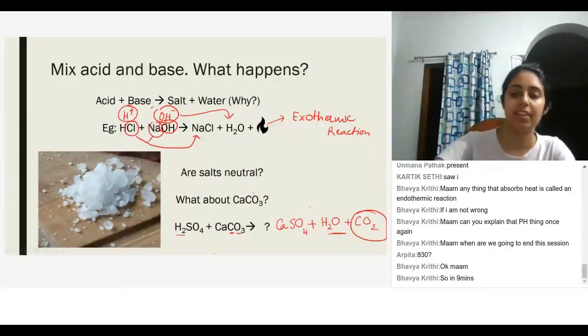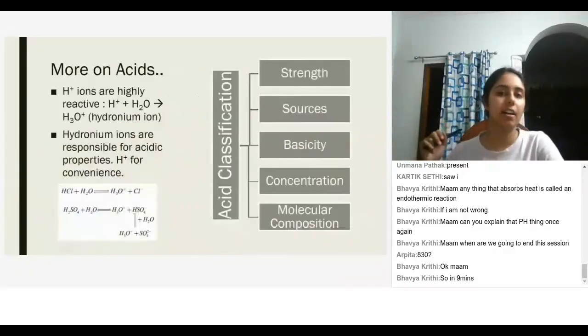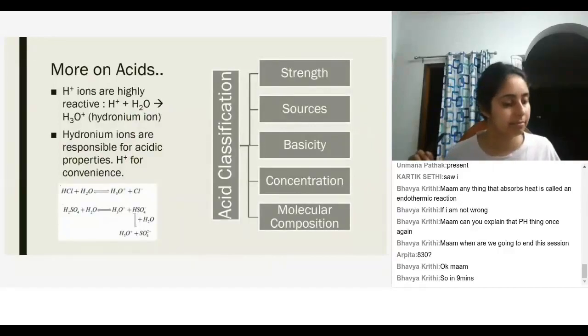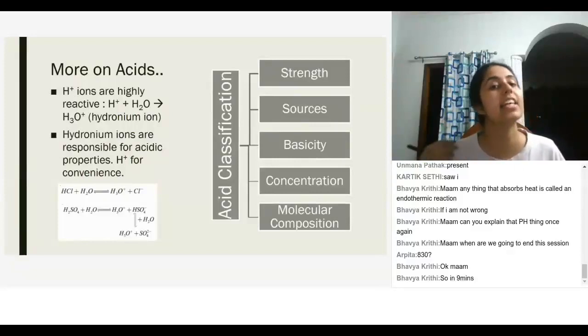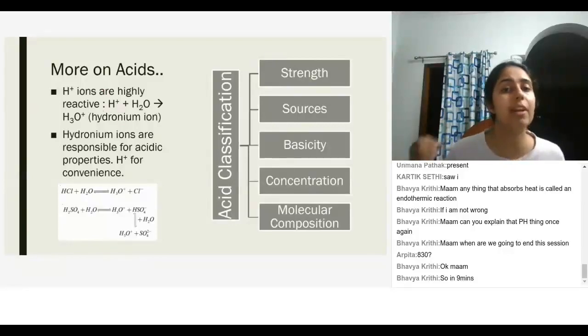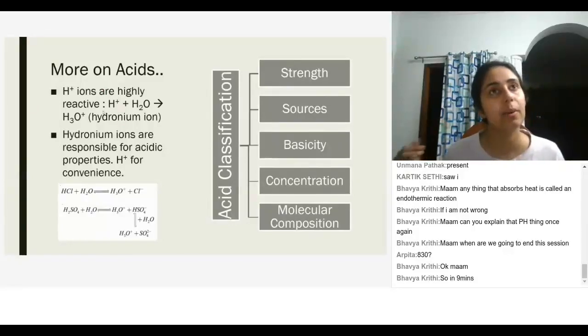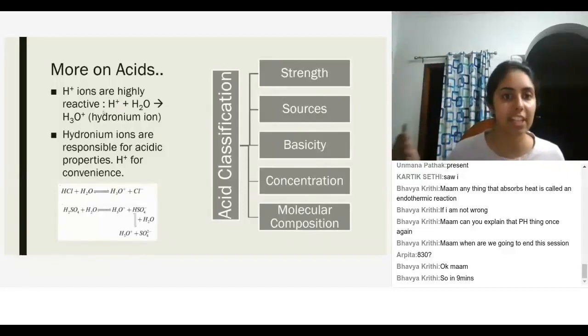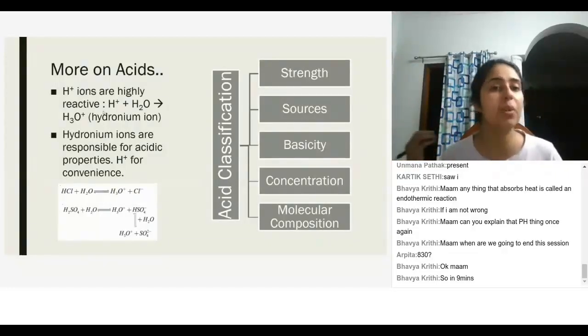All right. Now let's look at some more things about acids. So acids release H plus ions. The acids that release H plus ions are highly reactive. Their H plus ions are so highly reactive that when they are immersed in water, or when H plus ions are there in water, they end up reacting even with water.